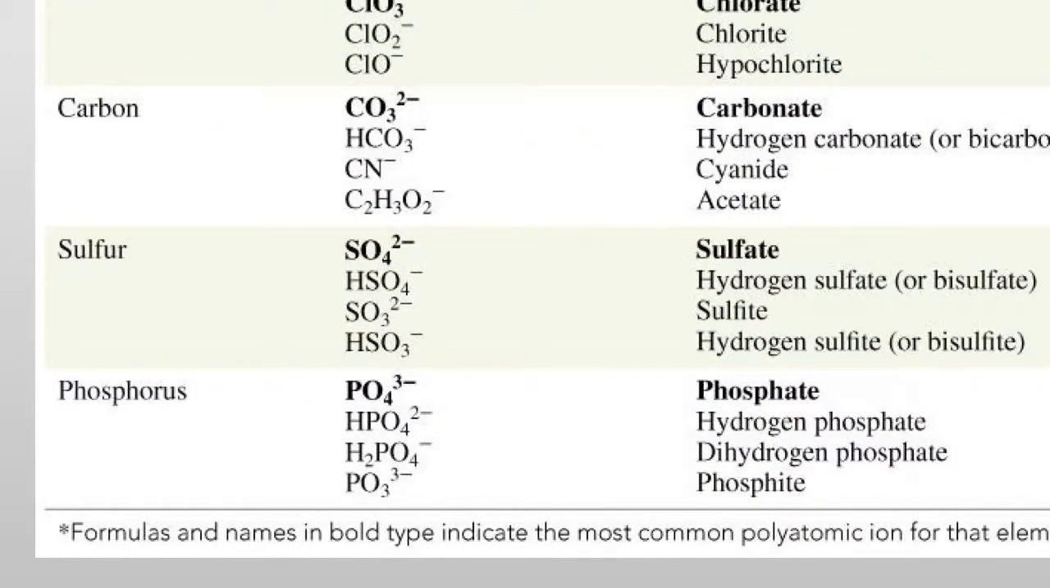Sulfur, it has SO4 2 minus is sulfate. HSO4 1 minus is hydrogen sulfate. SO3 2- is sulfite, and HSO3 1- is hydrogen sulfite. Phosphorus goes from phosphate to hydrogen phosphate to dihydrogen phosphate and then to phosphite.